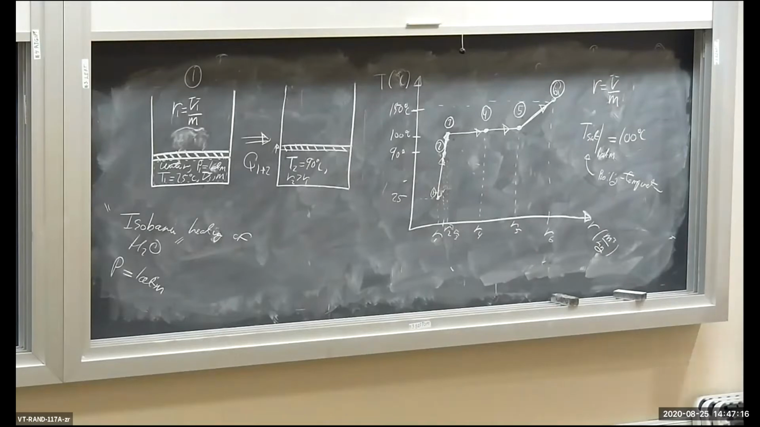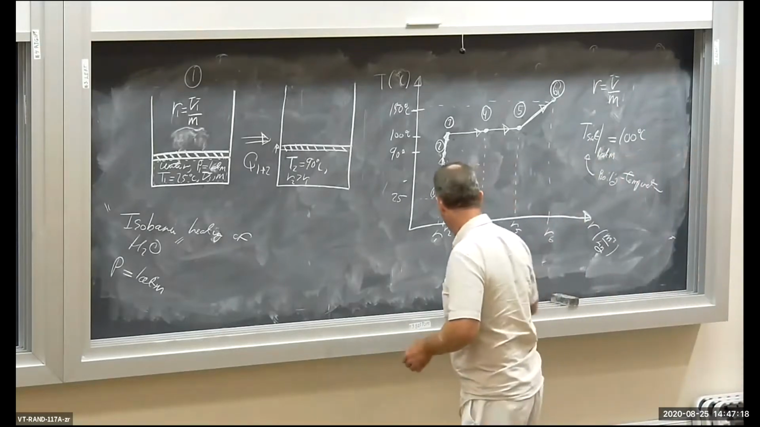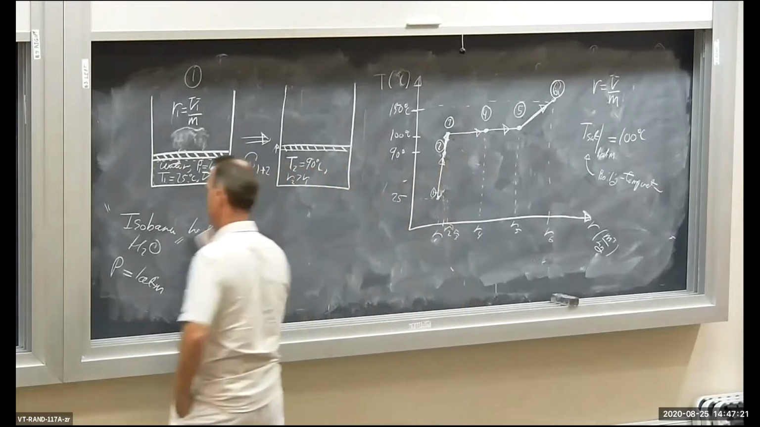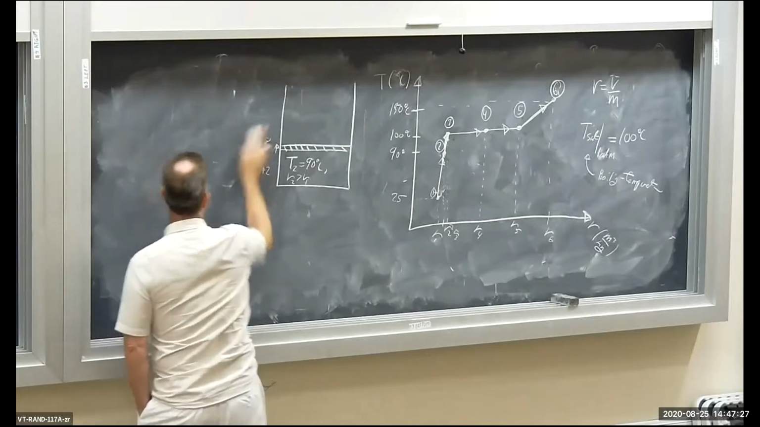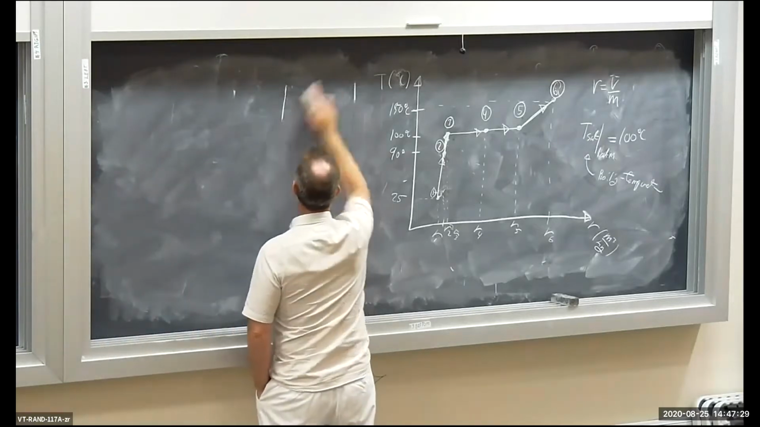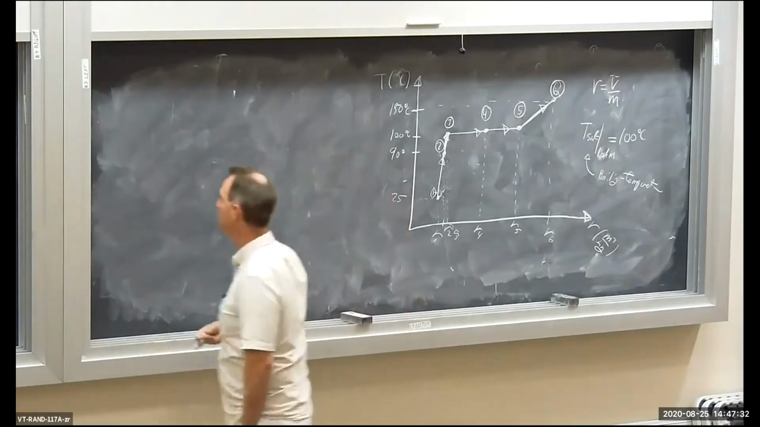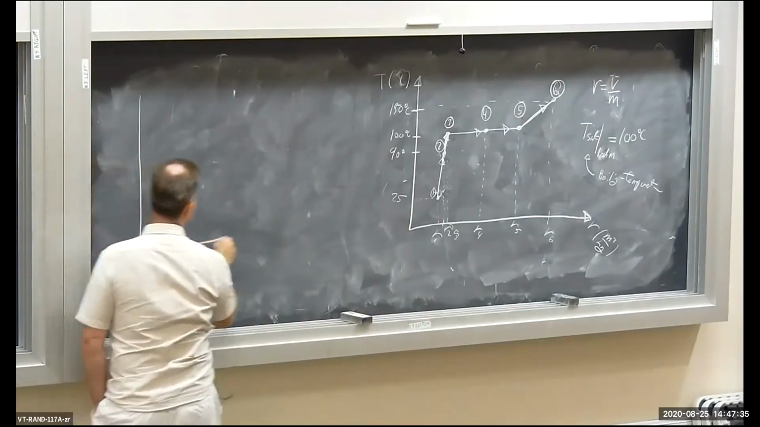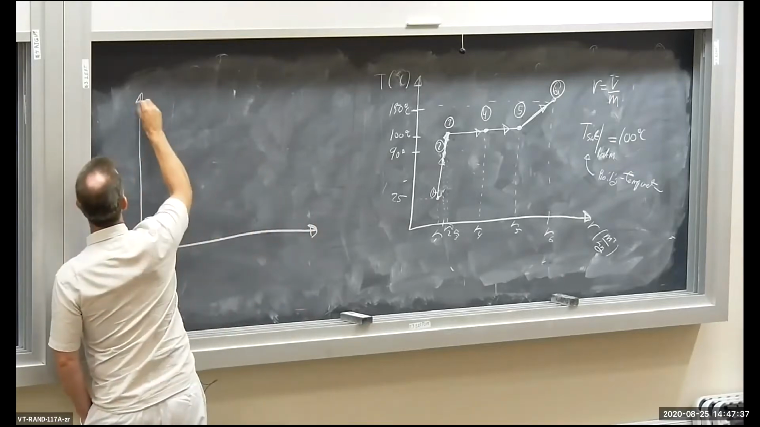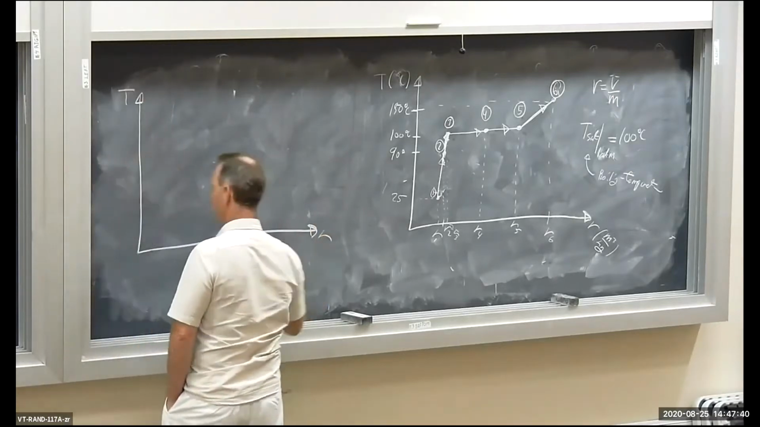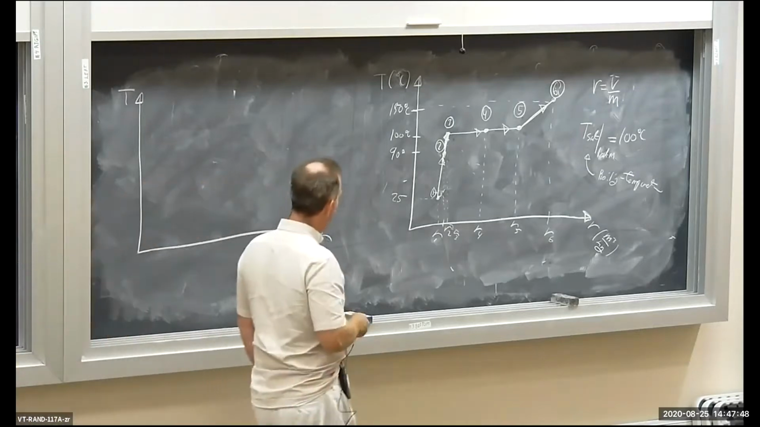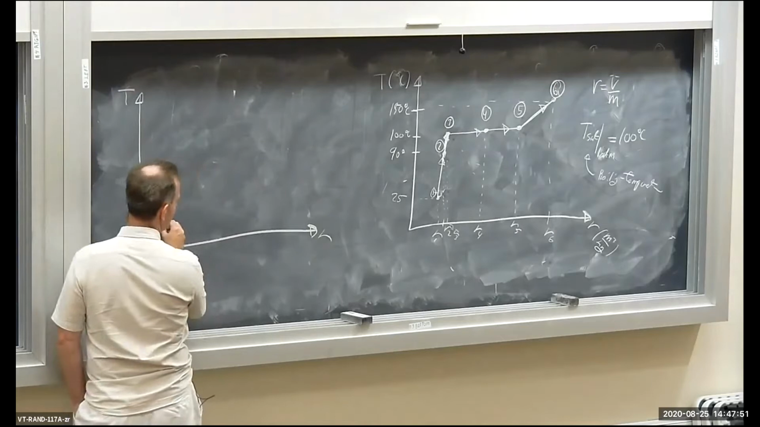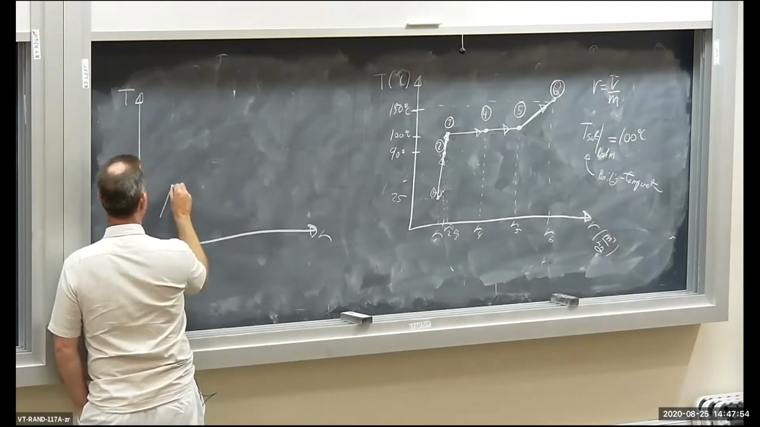Okay, let us redraw this diagram without some of the numbers. Okay, let's just redraw this TV diagram. Temperature, specific volume. Forget the numbers, forget the units, okay? Make sure I'm on the right screen. Good. Okay, so the process looks something like this. 1 to 2 to 3.